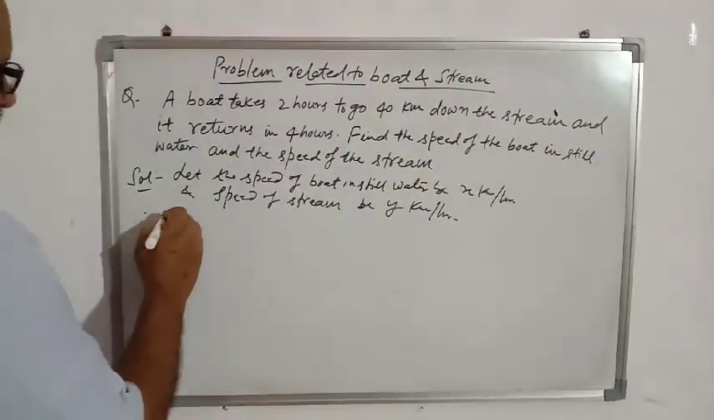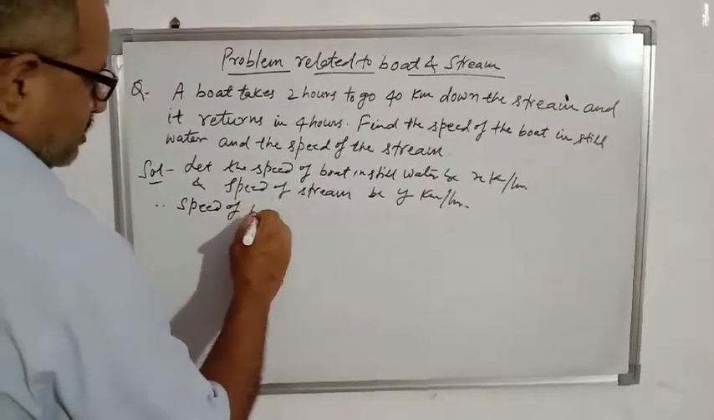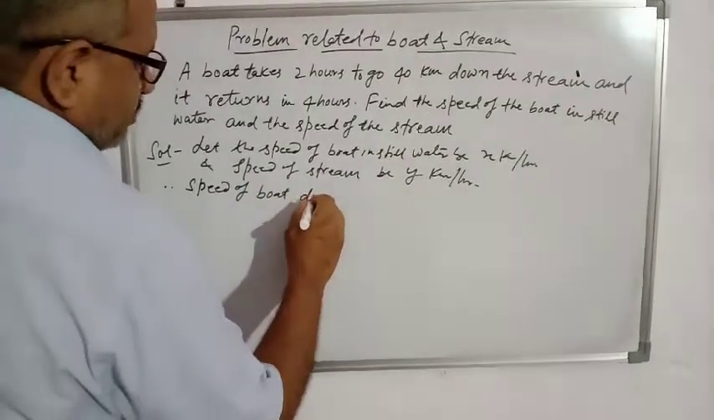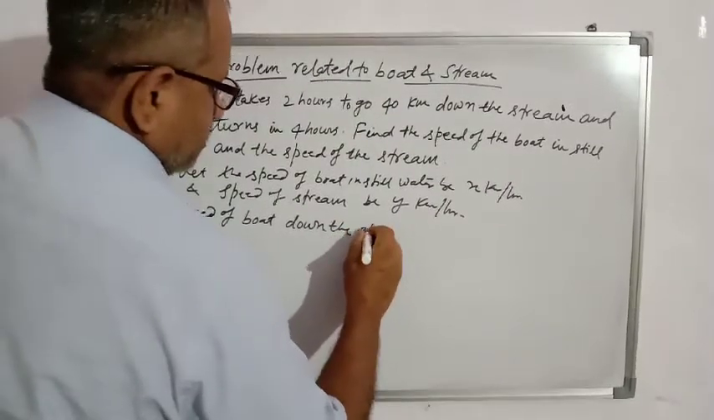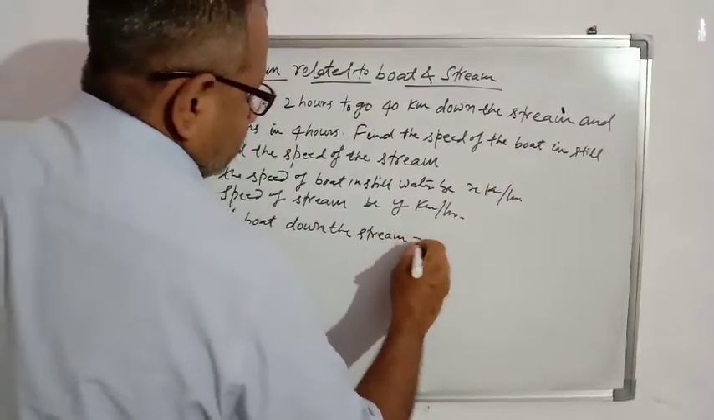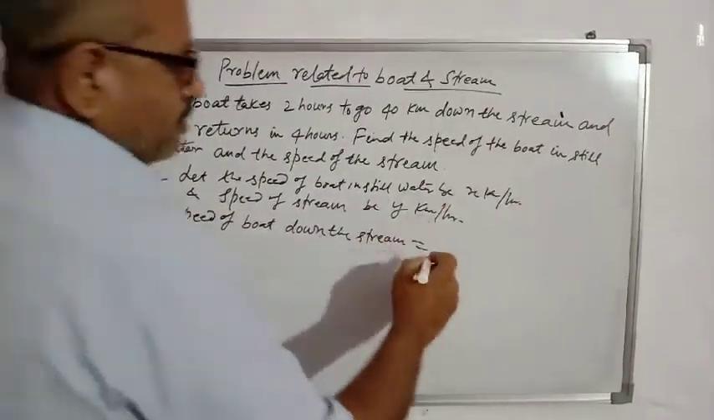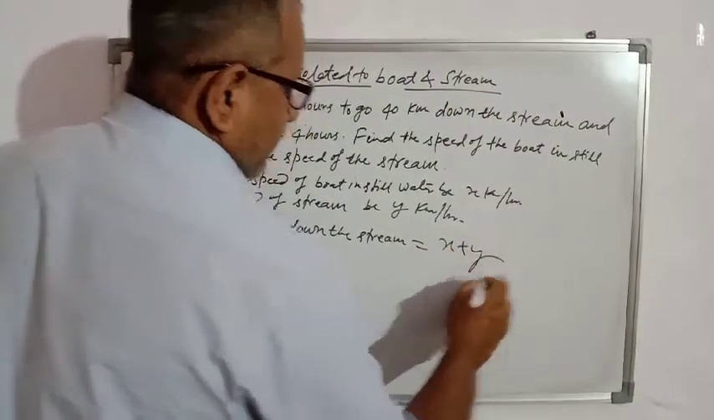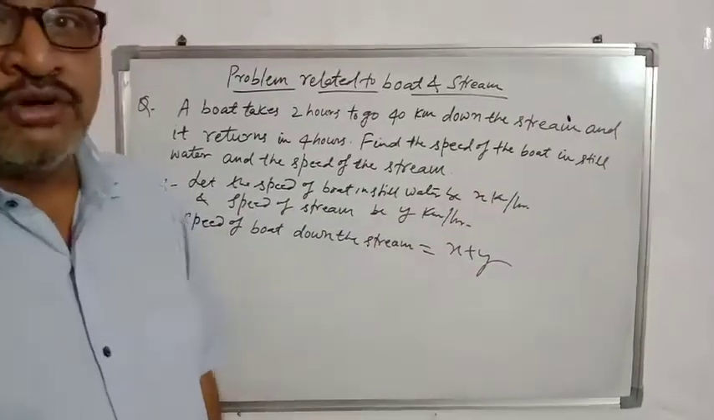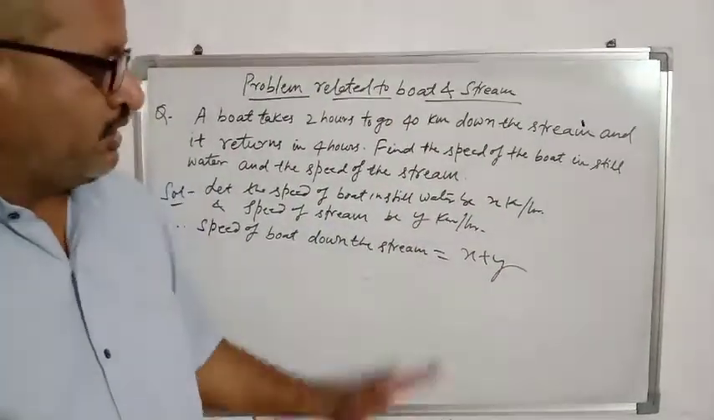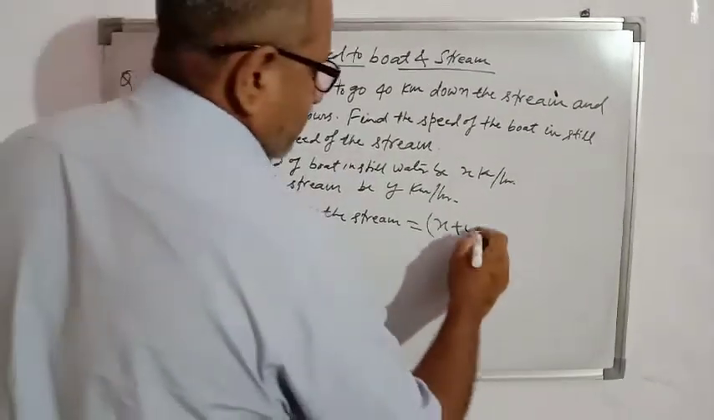So therefore, the speed of the boat downstream. What will be the speed of the boat downstream? We will add both speeds, x plus y, because the stream will push the boat in its own direction by y kilometer per hour. So we have to add both speeds, x plus y kilometer per hour.